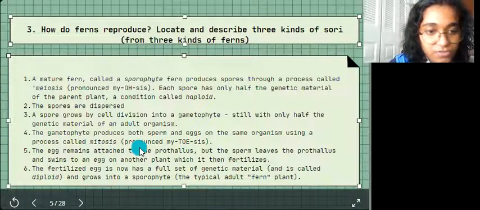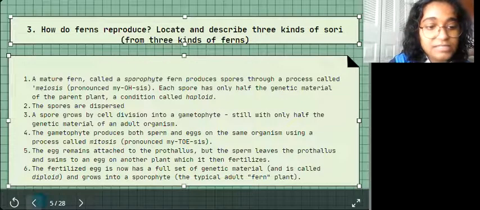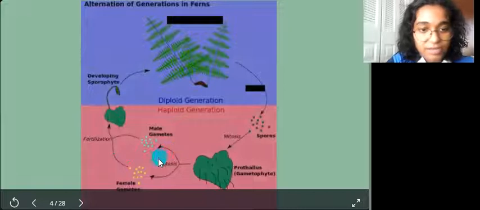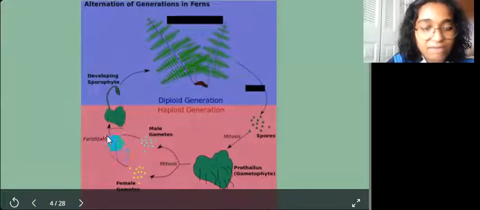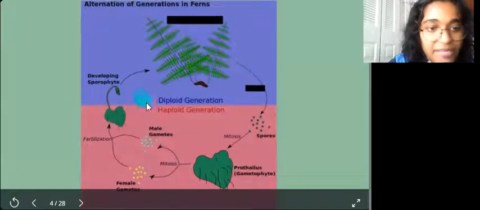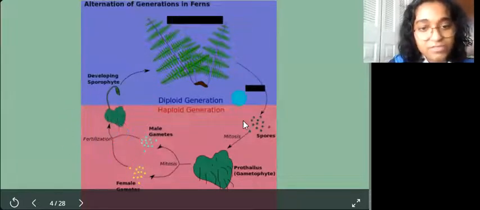The gametophyte produces both the sperm and the eggs, and the fertilized egg is called a diploid. Okay, so the male and the female gametes fertilize and form the diploid. Then the diploid becomes a sporophyte.